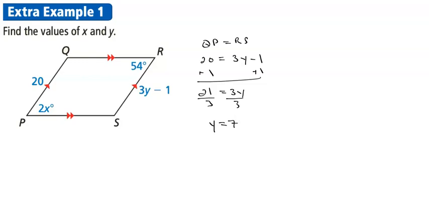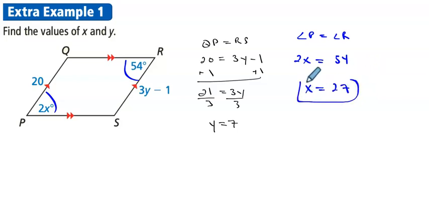Alright, with the sides done, now the angles. Angle P is congruent to angle R. So angle P is equal to angle R here, because congruent implies equality. And then we can say that 2x is equal to 54. So x is equal to 27. Just another quick example to show you how that could come into play.